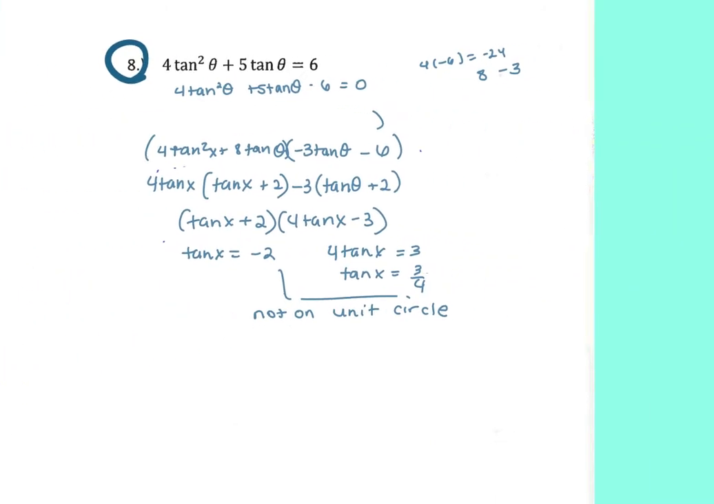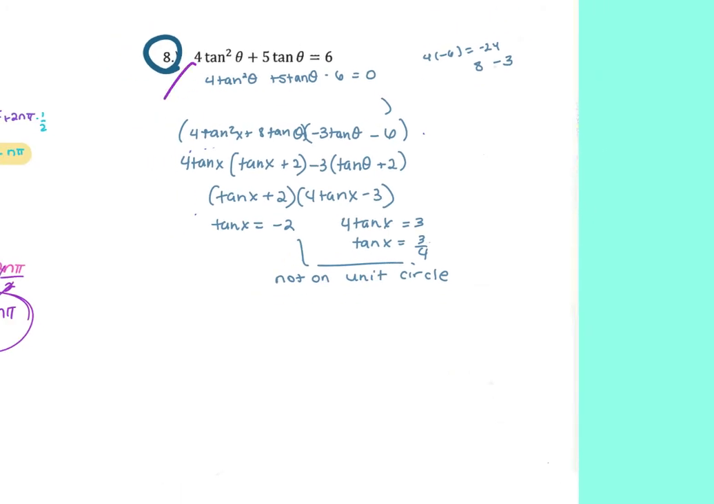So 8 says you've got 4 tan squared theta plus 5 tan theta equals 6. As soon as you see the tan squared and the non-squared, this is your hint. You're going to have to factor this. If you want to substitute, you would make a equal tan theta. So this would be 4a squared plus 5a equals 6.